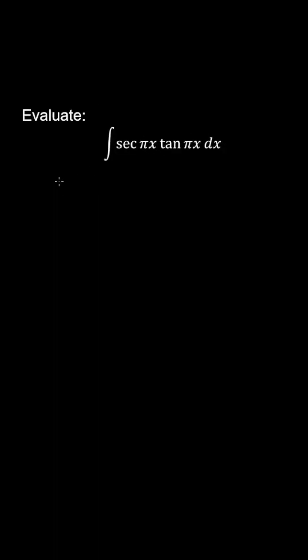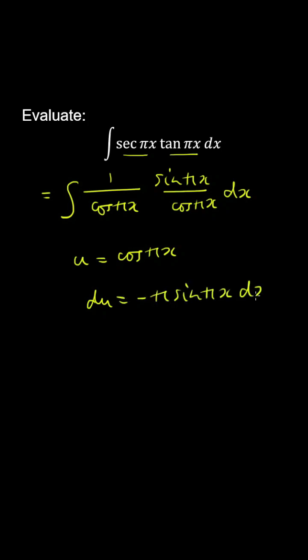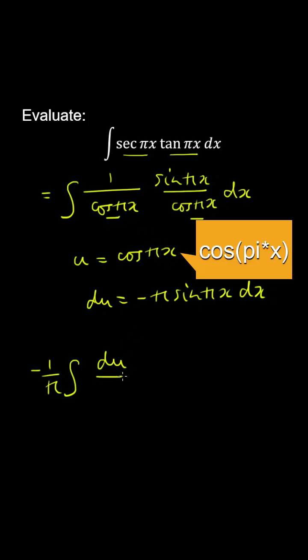Let's evaluate this integral. So this time these terms are not derivatives of each other, so we can write this as the integral of 1 over cosine pi x, and tan pi x is sine pi x on cosine pi x. So now we can set u equal cosine pi x, then du is equal to minus pi sine pi x dx. And therefore we can rewrite this integral as sine pi x dx, which is minus 1 on pi du, and u equals cosine pi x, so therefore we can write u squared.